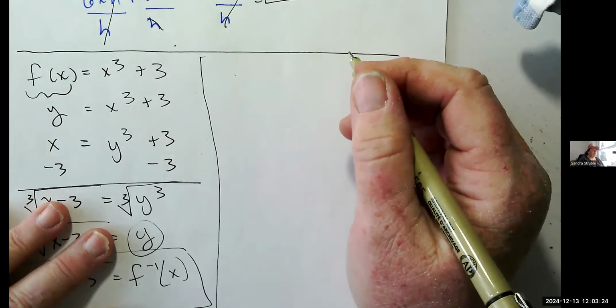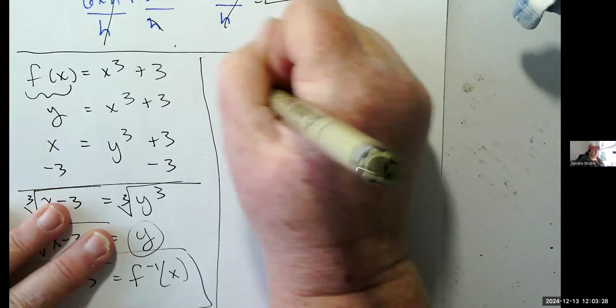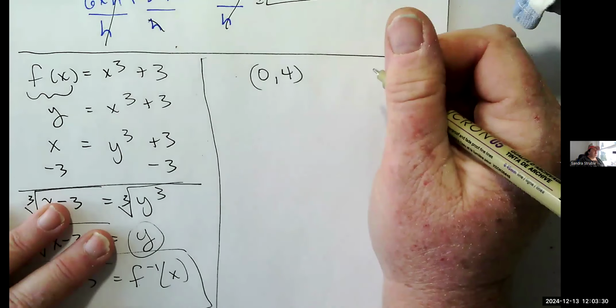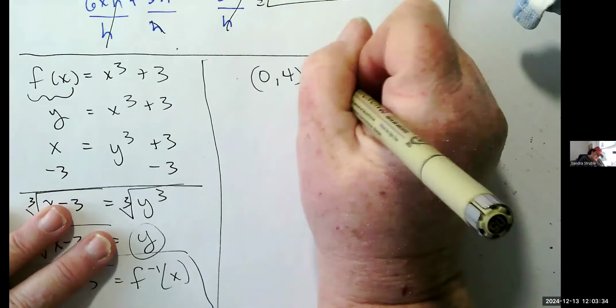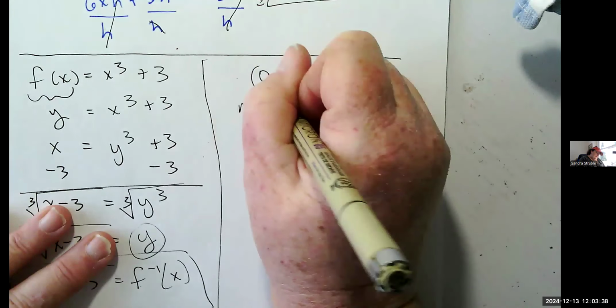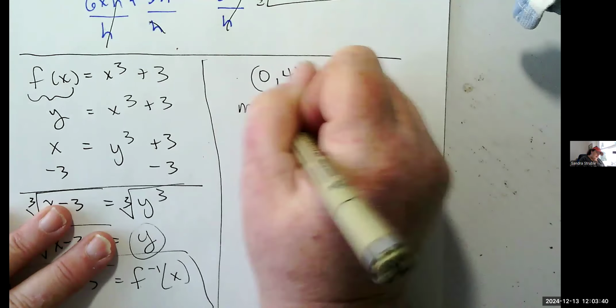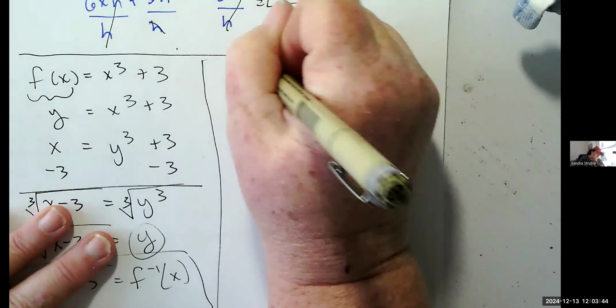I'm going to choose 0, 4. That goes through the y-intercept. And I'm going to choose negative 2, 0. Because those sound easy. I need to find my slope first: y sub 2 minus y sub 1 over x sub 2 minus x sub 1. I'm going to label.